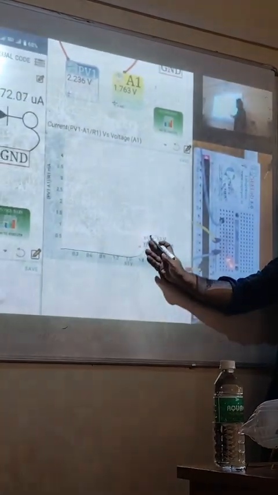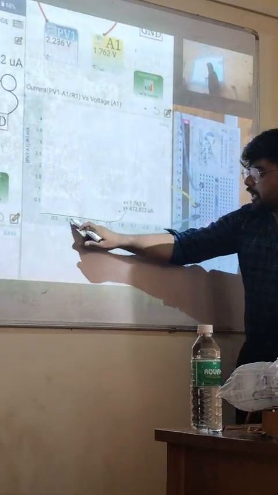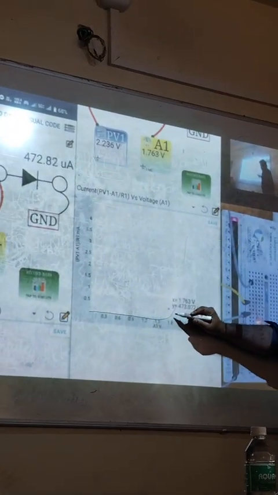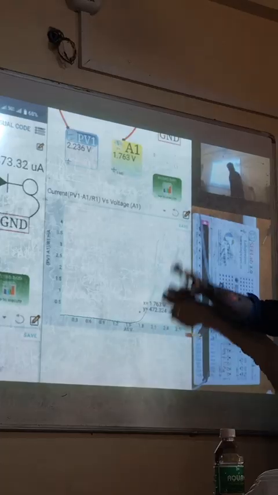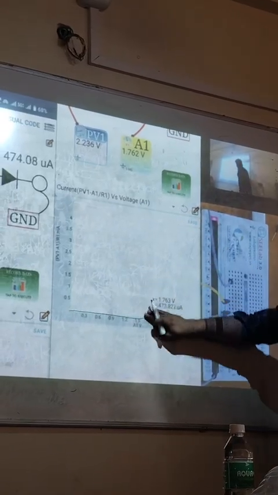So let's say threshold is at 1.6 volts. So you will get something like this, right? There will be no current flowing till you reach the knee voltage. Then current will increase very quickly and voltage will not increase so much. So this is what we want to study.